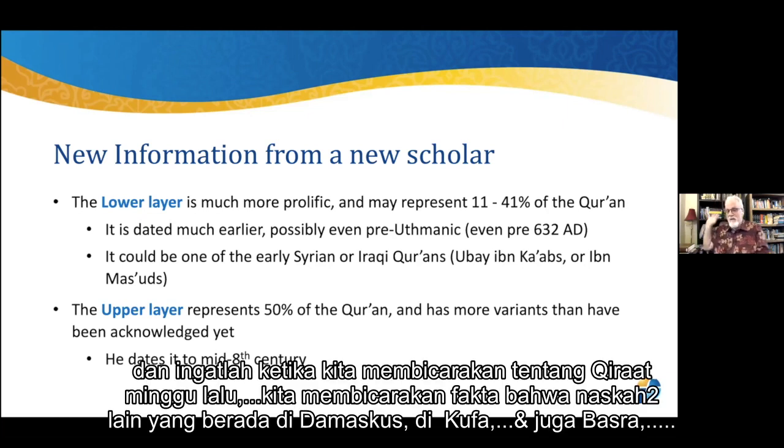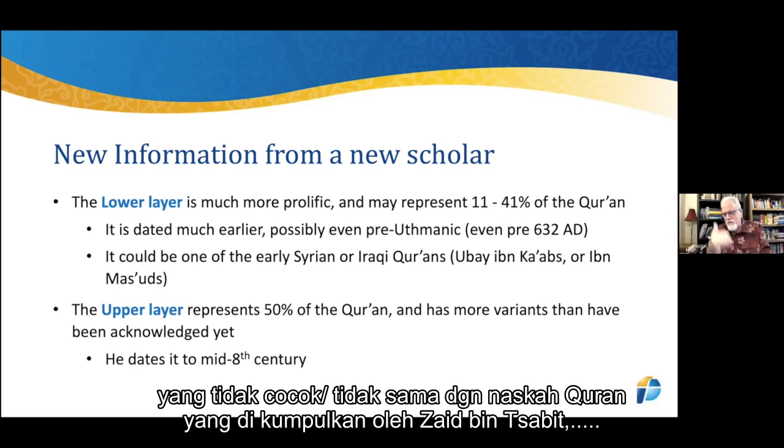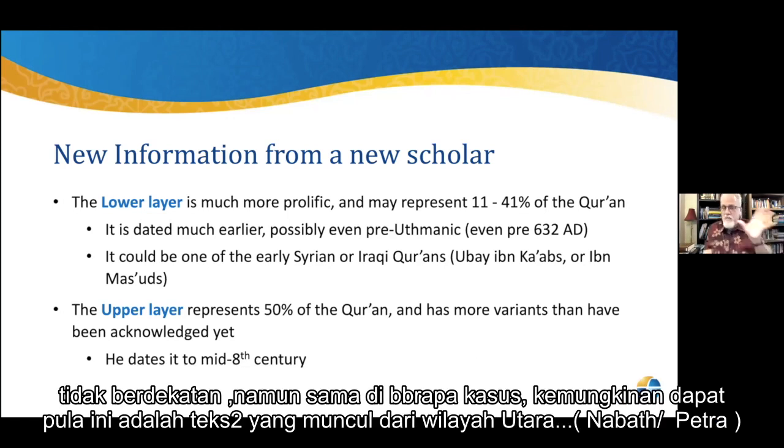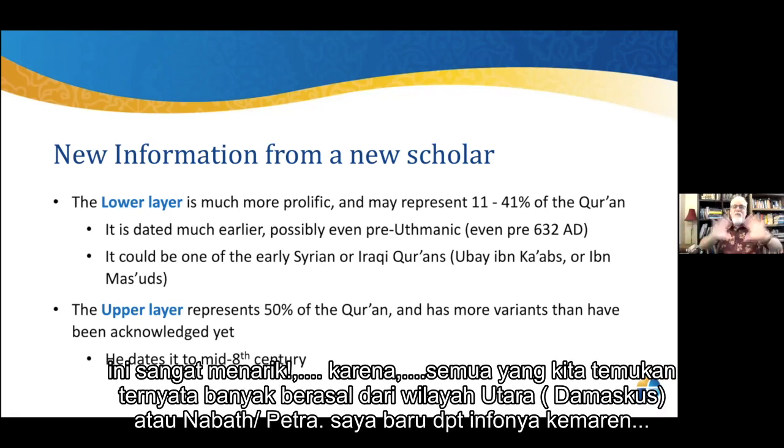And remember, we talked about the Qira'at last week, and I just said earlier today that there are these other manuscripts in Damascus, Kufa, and also in Basra that do not agree with the manuscript that was put together by Zayd ibn Thabit. Could this lower layer be part of that manuscript, the Masud manuscript? He said it follows what we now know about Masud's, not closely, but it does follow in some cases. Could it be a nascent or another text that is from up north? Ooh, man, this is fun because everything we're finding is from up north. I just found this out yesterday.